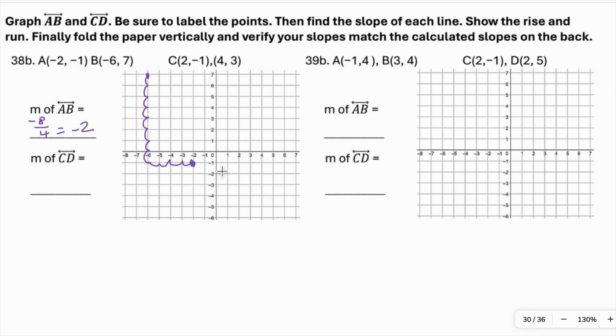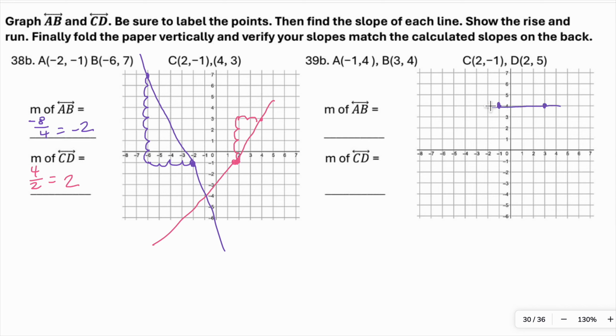And then CD, I'm going to do that in a different color. 2, -1, 4, 3. That rise is 1, 2, 3, 4 over 1, 2, which is equal to +2. Okay, these are not going to be perpendicular, and you can show that with some of those. Okay, for 39B, AB is -1, +4, and then B is 3, 4.